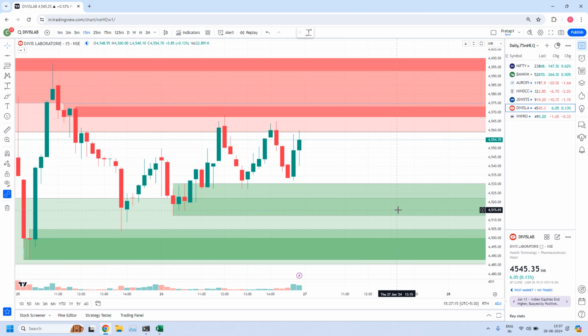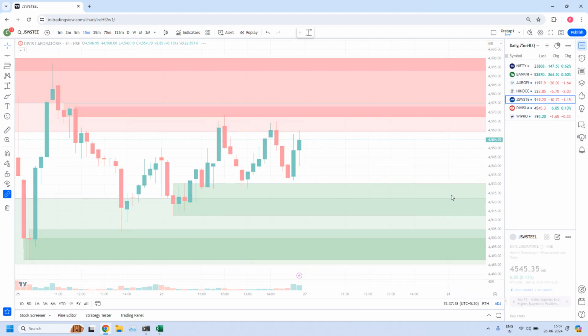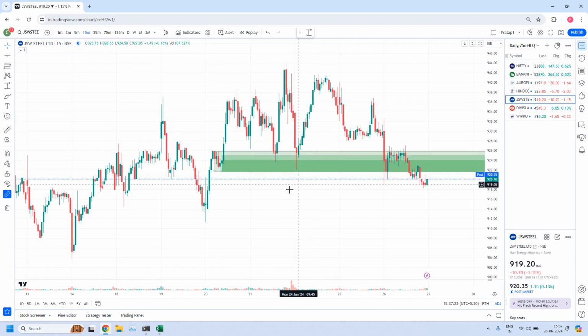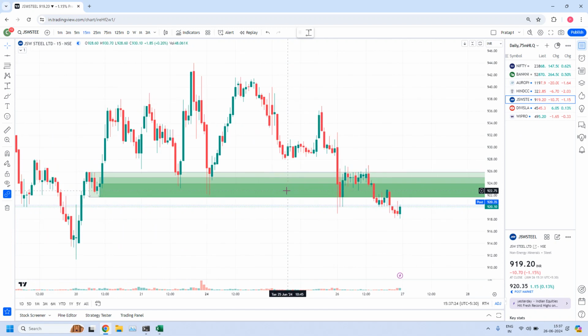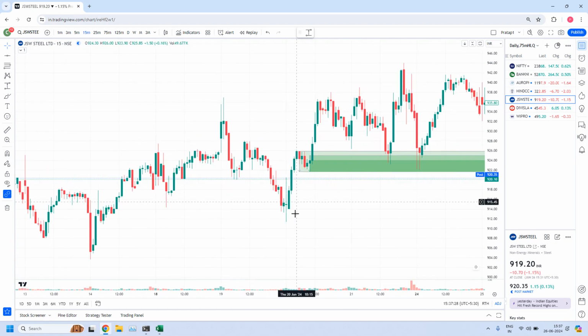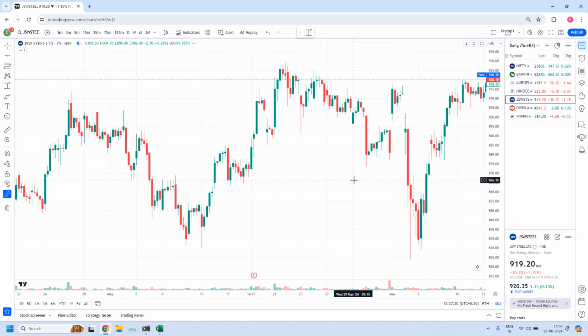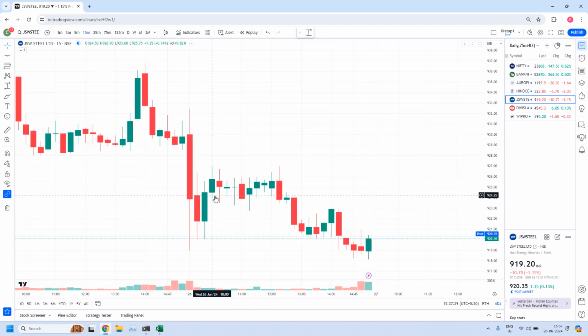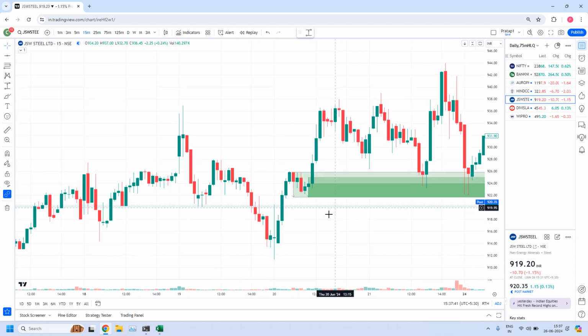Apart from that, there are two more zones. One is JSW Steel. This is a 75 minutes high liquidity demand zone. Let me go to the 75 minutes time frame. We have a rally, base, rally. This is the 75 minute zone. This 75 minute zone is fine tuned with the 15 minutes time frame.